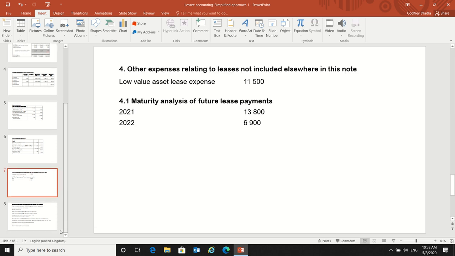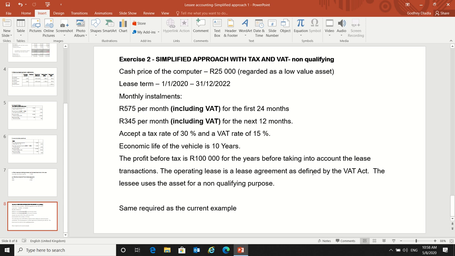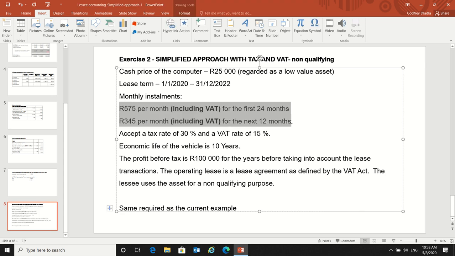Okay, now this is an exercise that I've given you to practice in terms of this one. Now here we are saying you've got figures here including VAT in brackets and it's non-qualifying. Then we are saying, can you basically try and do this using the same requirements as the ones that we've given you above. All right, thank you.